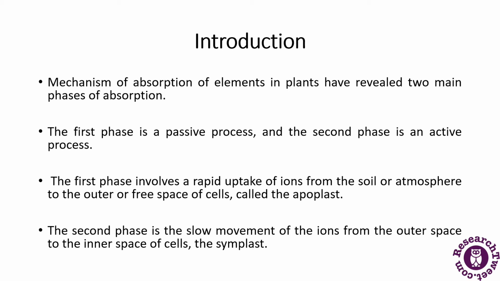The mechanism of absorption of elements in plants has revealed two main phases of absorption. So what are the phases? The first phase is known as the passive process and the second one is known as the active process. The first phase, the passive phase, involves a rapid uptake of ions from the soil or atmosphere to the outer or free space of the cells called the apoplast.